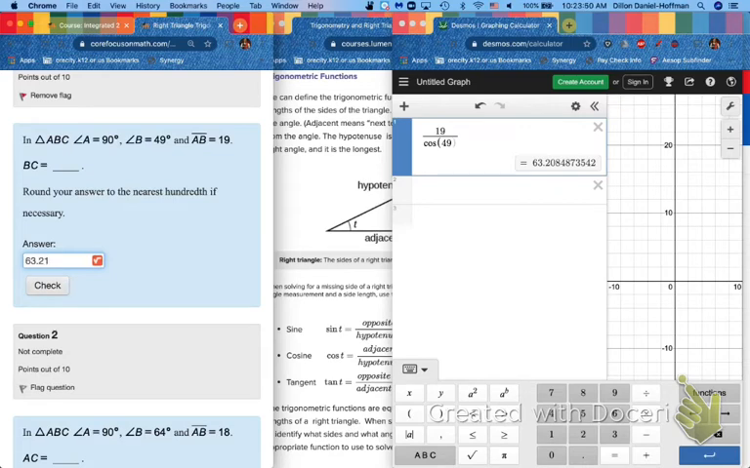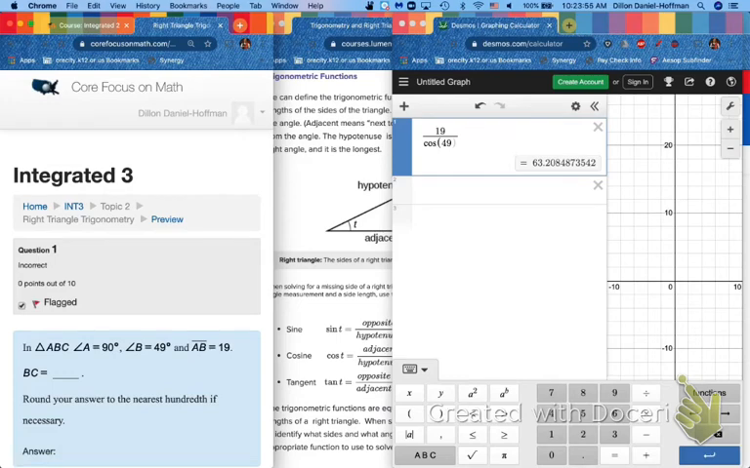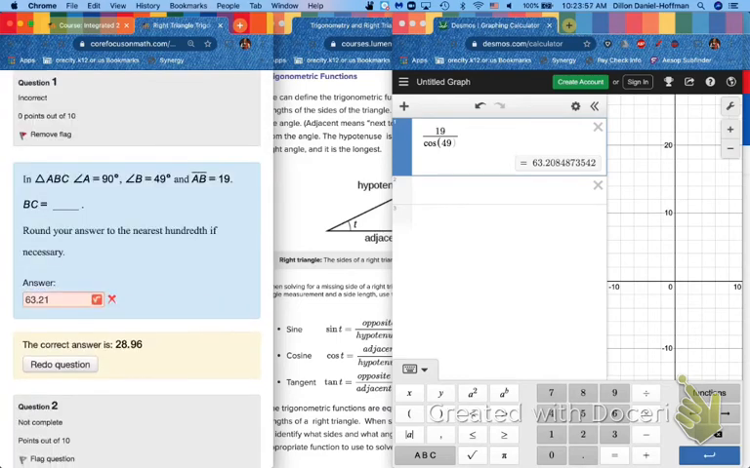63.21. And you out there, again, are following the instructions, hopefully perfectly, to do your side length AB divided by cosine 49.